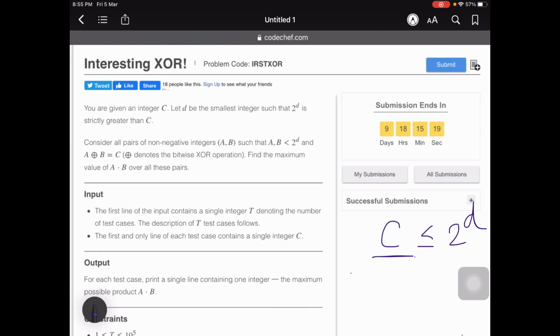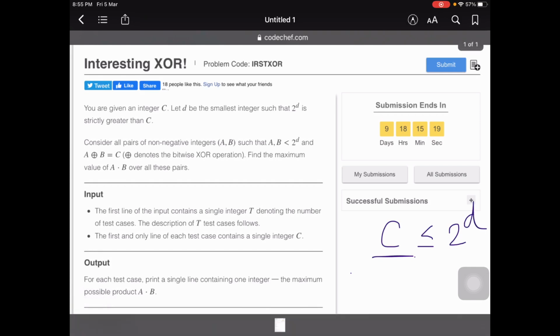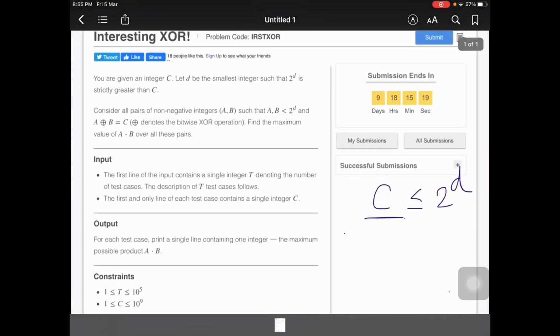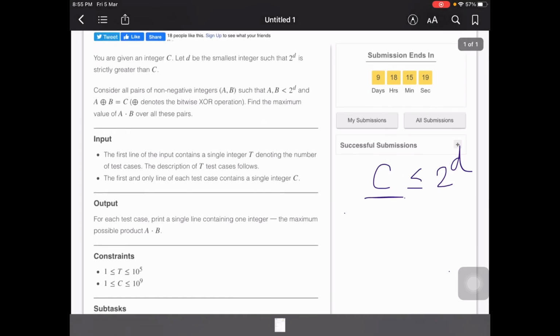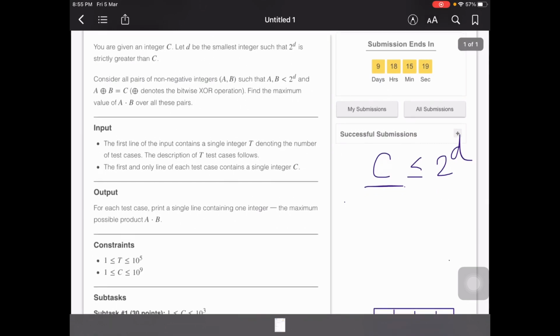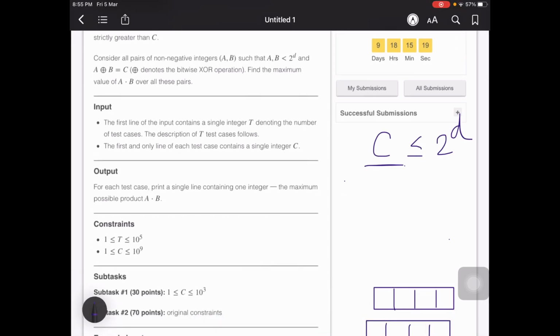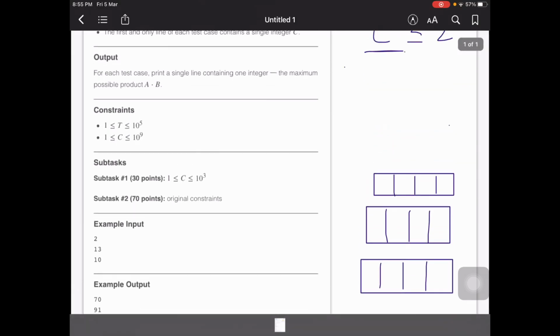The next part of the question says to consider all pairs of non-negative integers a, b such that a and b are individually less than 2 to the power d and a XOR b is equal to c. We have to find the maximum value of a multiplied with b over all these pairs. So what does the question actually mean? It says that you are given a number c.